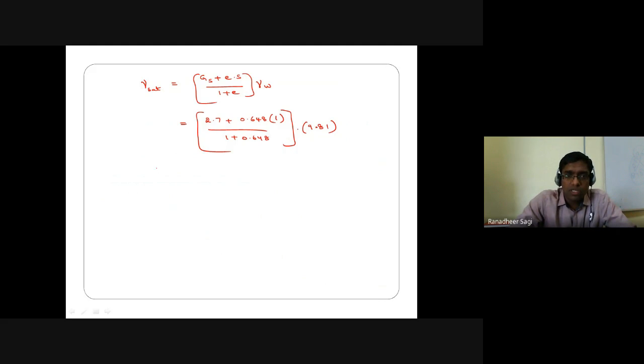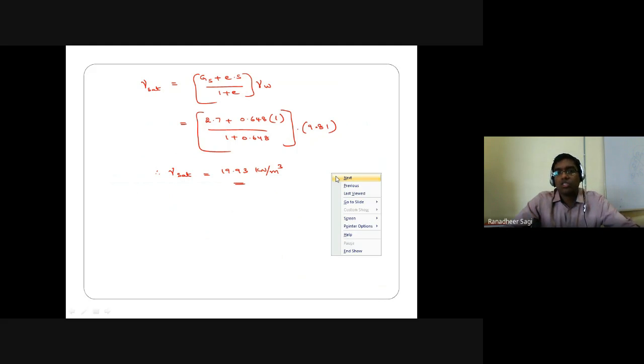So upon substituting all this data, we will be getting the saturated unit weight of the soil as 19.93 kilonewton per meter cube. So that's how, depending on the data given with regard to a soil, we can go on to find out the other unknown information with regard to that particular soil.